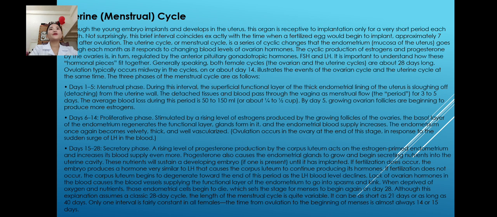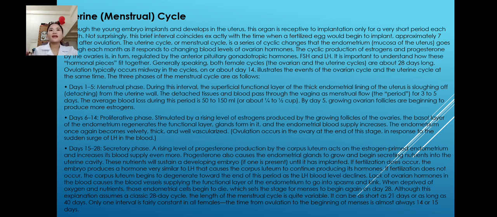So, the uterine or menstrual cycle. Although the young embryo implants and develops in the uterus, this organ is receptive to implantation only for a very short period each month. Not surprisingly, this brief interval coincides exactly with the time when fertilized eggs would begin to implant, approximately 7 days after ovulation.